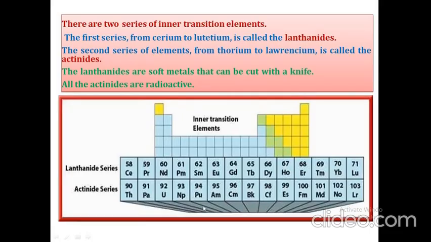There are two series of inner transition elements. The first series, from cerium to lutetium, is called the lanthanides, and the second series, from thorium to lawrencium, is called the actinides. The lanthanides are soft metals that can be cut with a knife, and all the actinides are radioactive. So this is the lanthanide series and this is the actinide series.